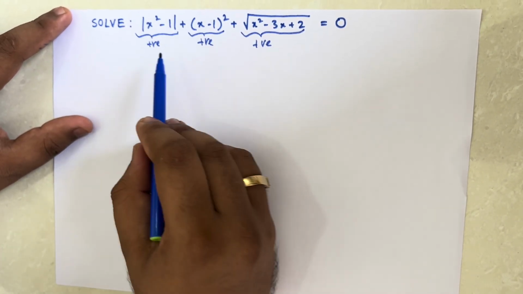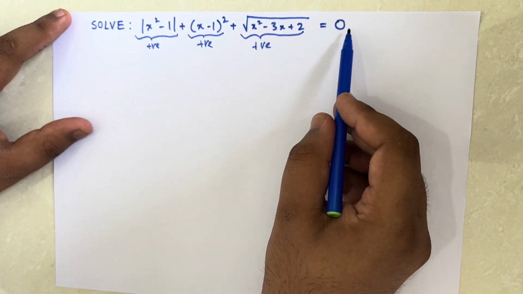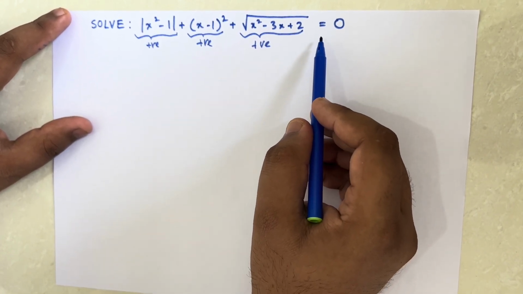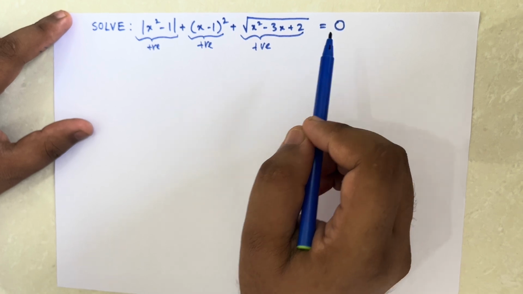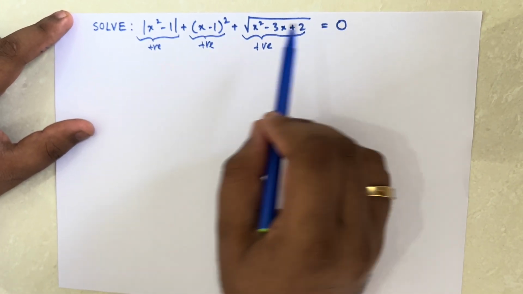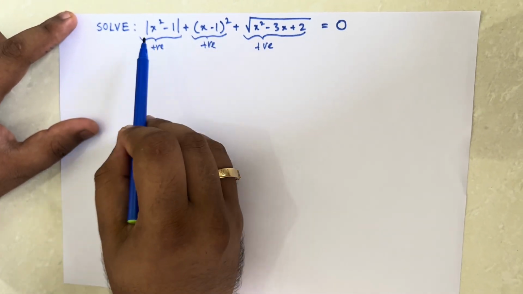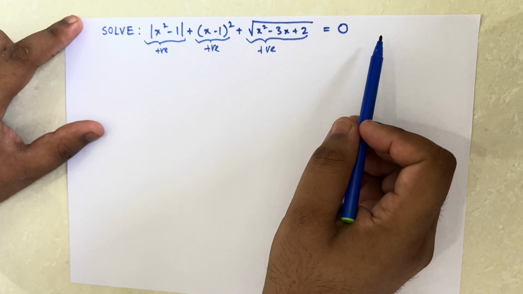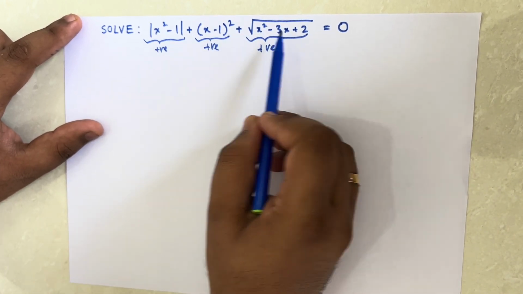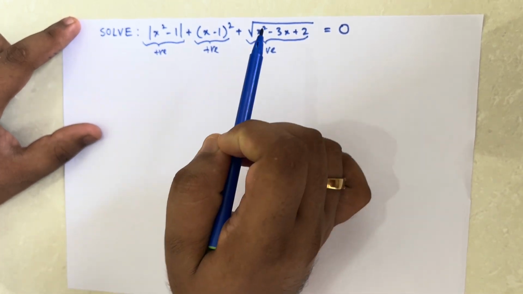Now see this question. 3 positive numbers we are adding and we are getting 0. When is it possible? Just think for 2-3 seconds. 3 positive numbers we are adding up to 0. When is this possible? This is only possible when individually they are 0. This is 0, this is 0, this is 0. Together they are 0, then you will get 0. So this is the crux of this problem.